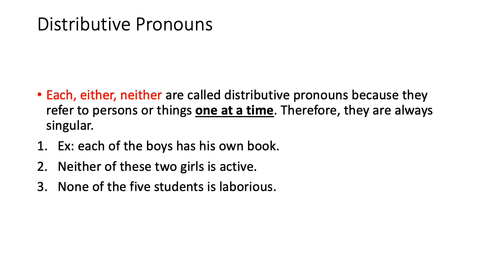There are 2 girls, right? Neither of these 2 girls is active. None is used for more than 2 things or persons, as in example number 3.